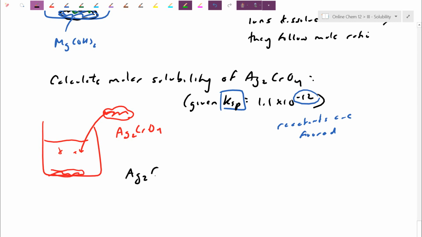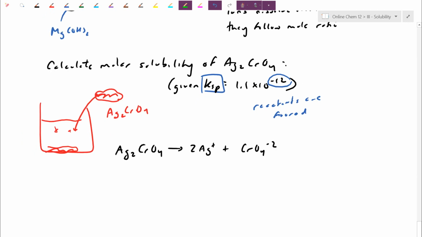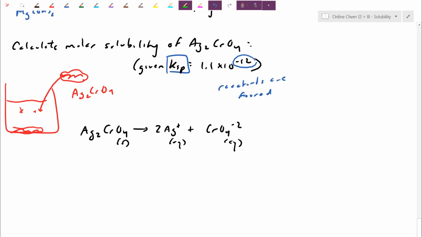Usually in these questions here, I always write these two equations. The dissolving reaction, the equilibrium. This one here dissolves to form silver ions and chromate ions. And because this is an equilibrium expression, where this is solid and these two others are aqueous, I'm going to also write out the KSP expression.